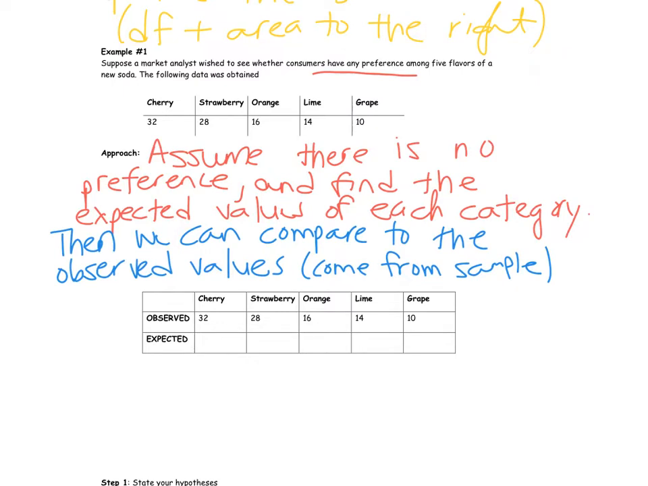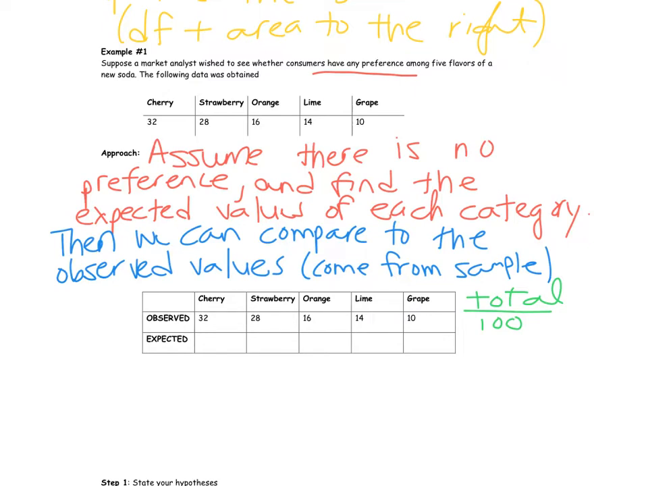So let's look at this. So first we have the same information. We're bringing it back. Here's the observed values is what we got from our sample. Notice it's the same numbers from before. Okay, so the first thing we'd want to do is look at the total amount of people in the sample. So we would come here and we would add up 32 plus 28 plus 16 plus 14 plus 10, and there was 100 people in that sample.